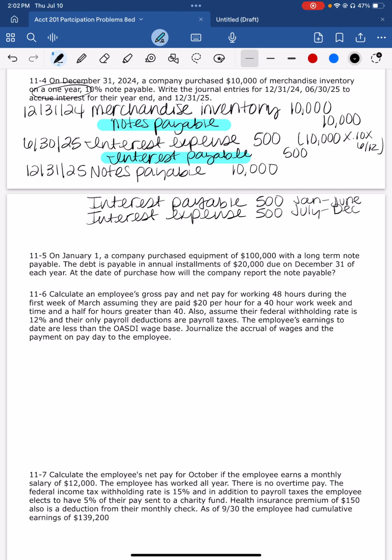All right, so that's all of our debits. The only thing left is we need to write them a check and pay what we owe, which is $11,000. So it's the 10,000 plus the 1,000 of interest. So this is the amount we actually owe back. And that's the video for problem 11-4.